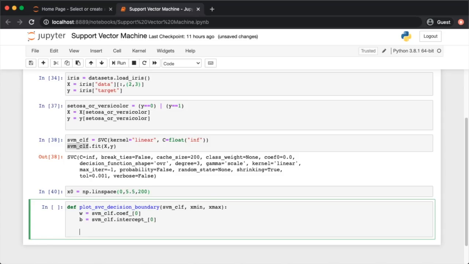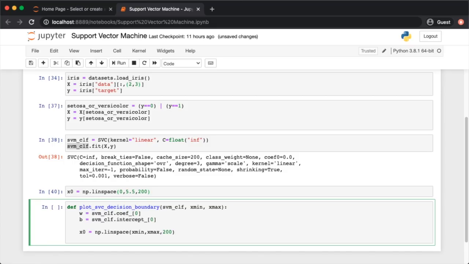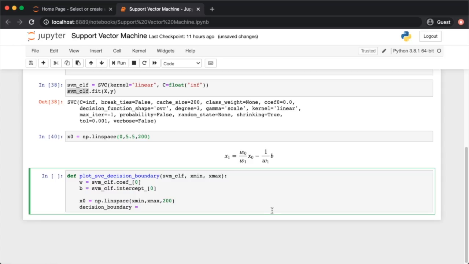So that's what I need to generate. Given my x-min and x-max, I'll generate another x0 going from x-min to x-max, take 200 points, and then I'll get my decision boundary, which follows the following equation: minus w0 over w1 times x0 minus b over w1.